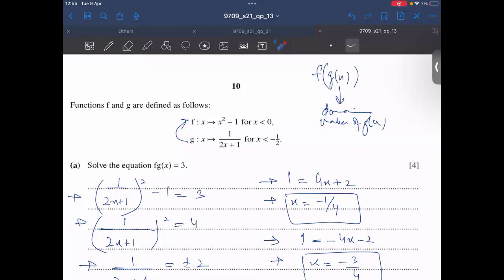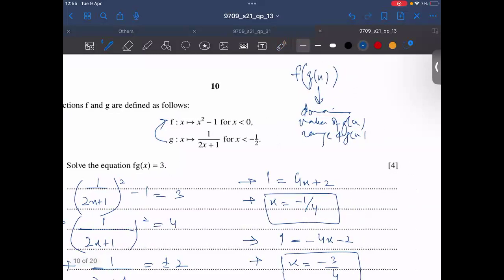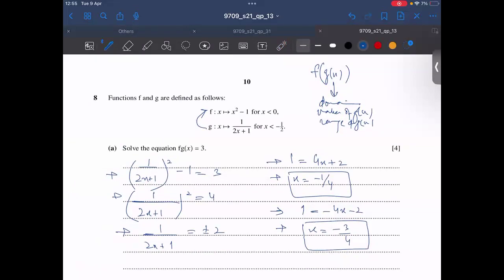Iman, can I say that when I write down f of g of x, g of x is the domain of f? When I say g of x is the domain in f, that means the values of g of x are going to be the domain in f. Can I say that the range of g of x is going to be the domain in f? Is it clear or not? Yes, sir. And what is the range of values of g of x?